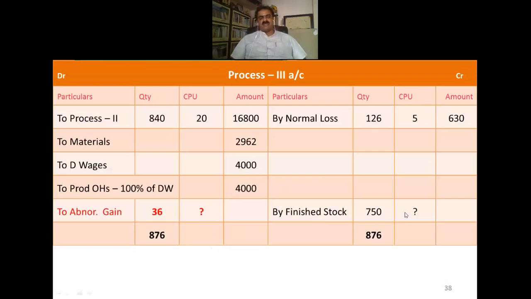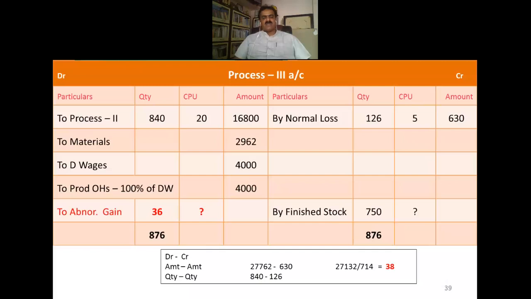Apply the same blind technique, that is debit minus credit, amount minus amount, and quantity minus quantity. Debit side amount minus credit side amount. Debit side total amount: 16,800 plus 2,962 plus 4,000 plus 4,000 is 27,762, minus credit side amount, which is only one amount, 630. Therefore, A minus B is 27,132.